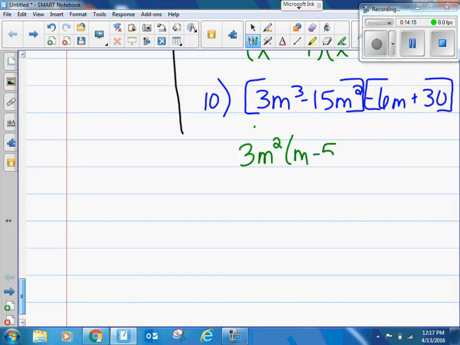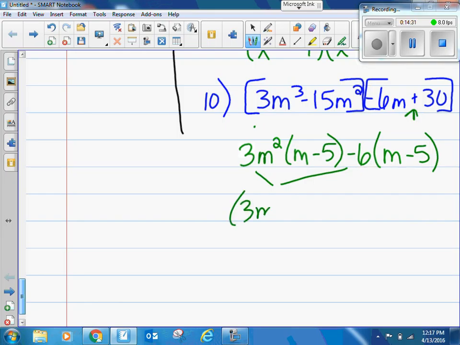minus 5. And then on this one, I'm going to pull out that negative 6. I need to take that negative 6 out of there, and then I'm left with m minus 5. Again, this sign changes when I pull that negative out. All right, well, I'm going to bring down my 2 here together, 3m squared minus 6, and m minus 5. And I am done. All right, well, that's all for this video, and we will work more when I see you in class.